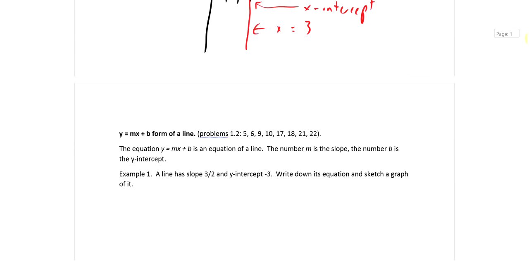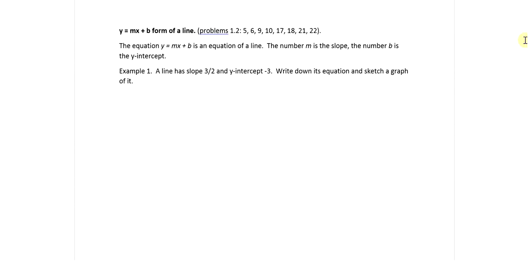Okay, so equations of lines, what's slope and all that kind of stuff. An equation that you might be very familiar with is y equals mx plus b. That's the equation of the line. M, that's our slope. If it's positive, your line is going up. If it's negative, your line is going down. B is the y-intercept. That's where it crosses the y-axis. And so, again, in section 1.2, problems 5, 6, 9, 10, 17, 18, 21, 22, they all deal with this form of a line.